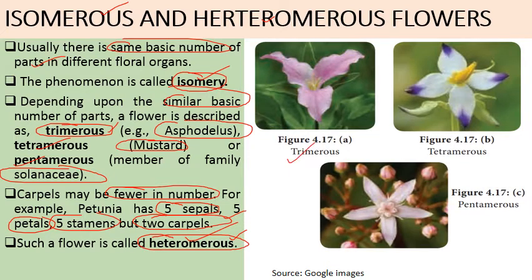For example, we have the trimerous flower, in which the floral parts are arranged in multiples of three, ya fir teen hi present honge. For example, three petals hain, teen hi sepals present hain. Next comes tetramerous, in which the floral parts are four or in multiples of four. Next comes pentamerous, in which the floral parts are five or in multiples of five. So this type of flower is known as a pentamerous flower.